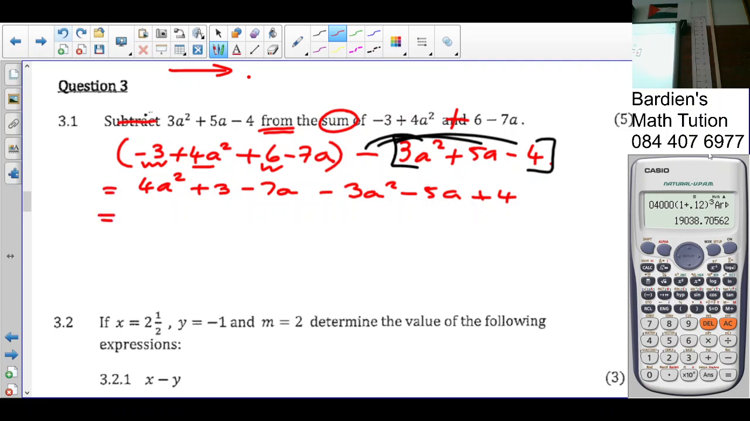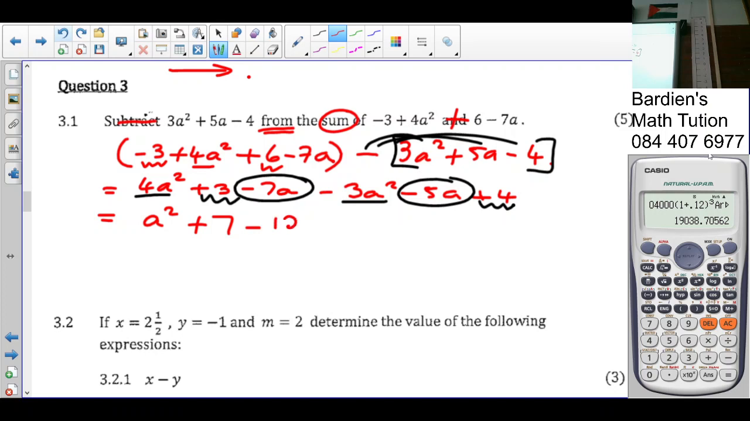So what do I do now? Like terms. Not so. So at this point, 4a squared and negative 3a squared are like terms. 3 and 4. And negative 7a and negative 5a. So what's 4a squared minus 3a squared? It's a squared. Not so. What's 3 plus 4? 7. And negative 7a minus 5a is negative 12a. Or I could have written it as a squared minus 12a plus 7.